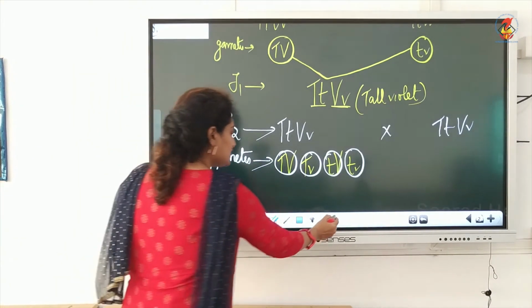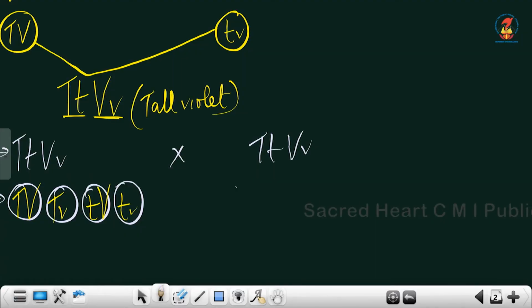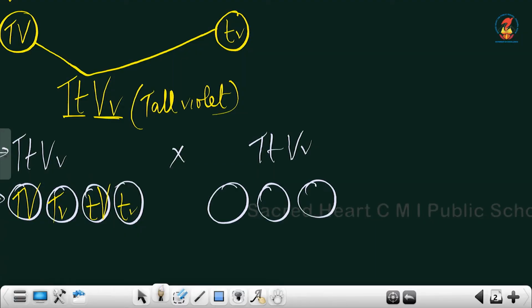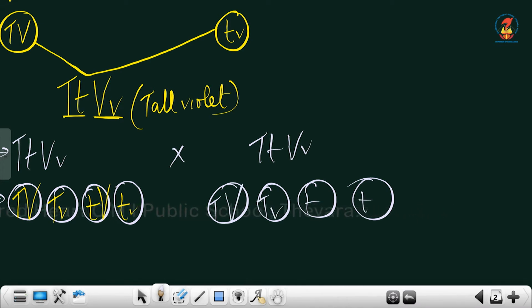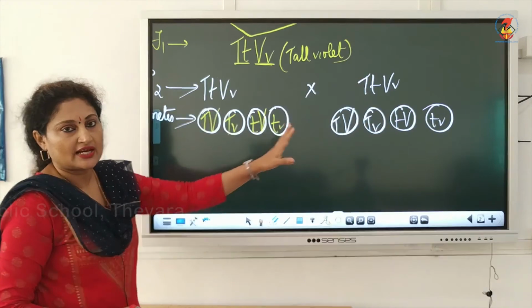Okay. So now let's be smart and do the next. Next one is also the same. 4 gametes. Now how are you putting the alphabets? Capital T, capital T, small t, small t. Now about the V's, alternate. Capital V, small v, capital V, small v. So now we have 4 gametes of this parent and 4 gametes of the other parent.